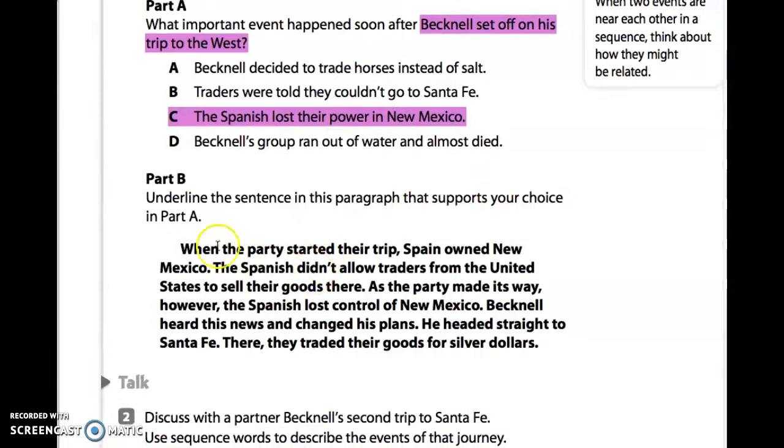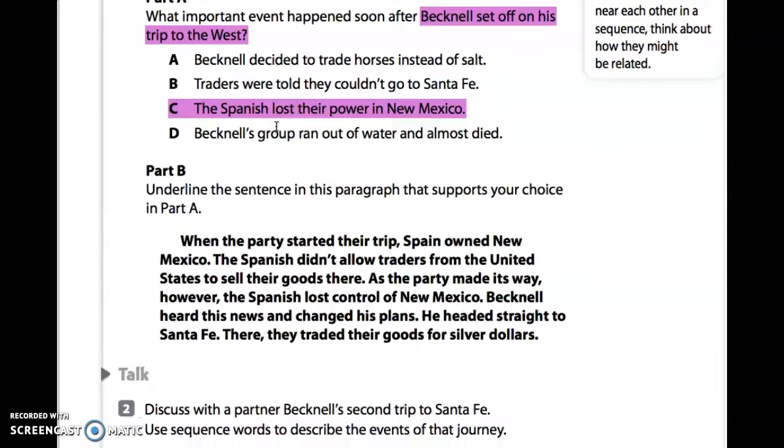Now, underline a sentence in this paragraph that supports your choice in part A. So which sentence supports that the Spanish lost their power in New Mexico, or their control or their power? And there's literally a couple sentences here that support this answer. So I want you guys to do that on your own.